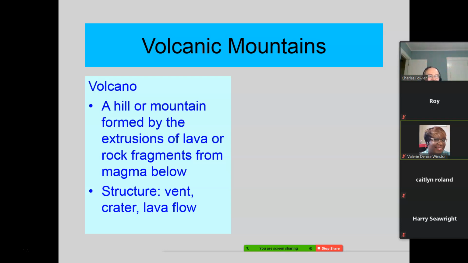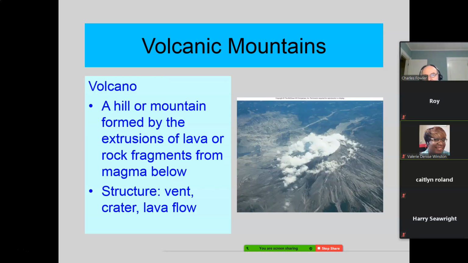Okay, and then they say that the structure is the vent, the crater, and the lava flow. Well, they don't really go into what any of those are. They just say they're part of the structure. I'll try to give you my best guess because they really do a terrible job of this. This, by the way, is Mount St. Helens, I'm pretty sure. Mount St. Helens blew in '92 maybe?